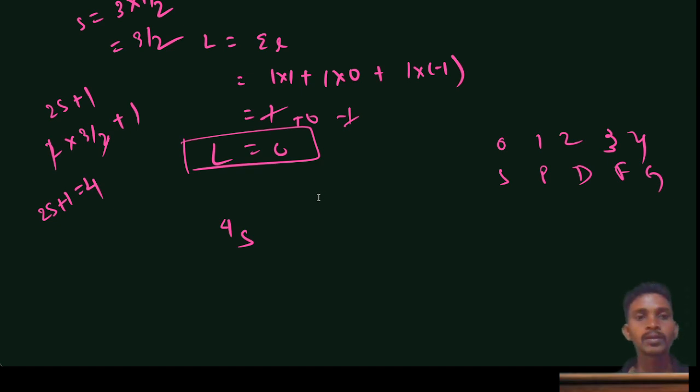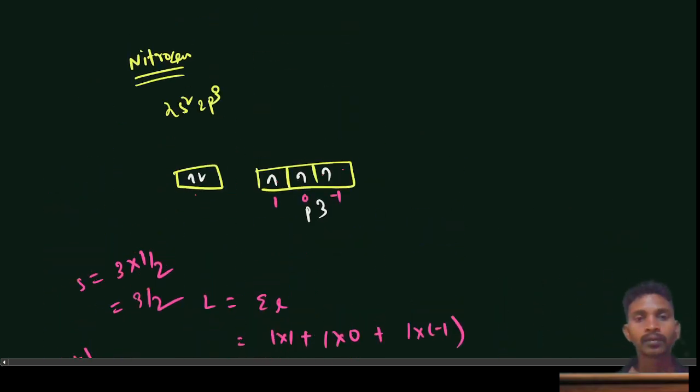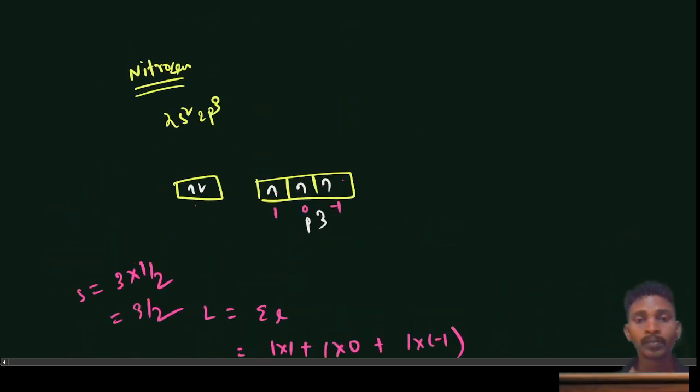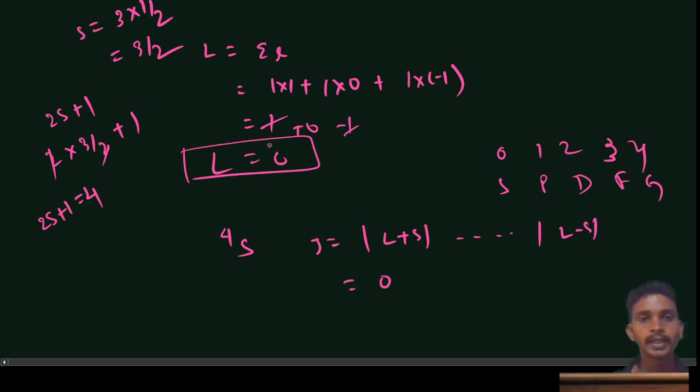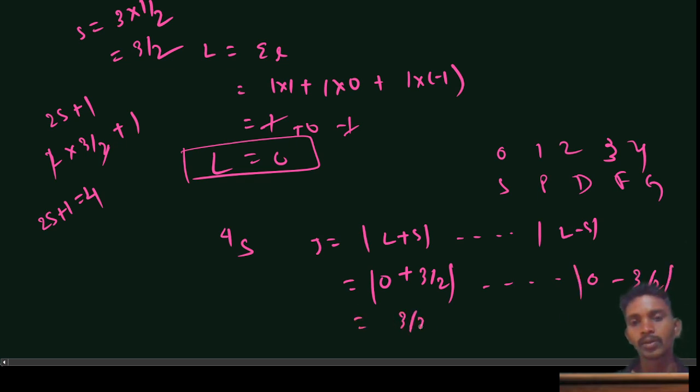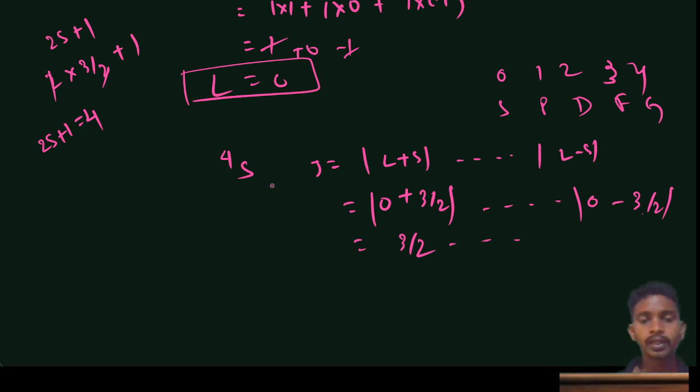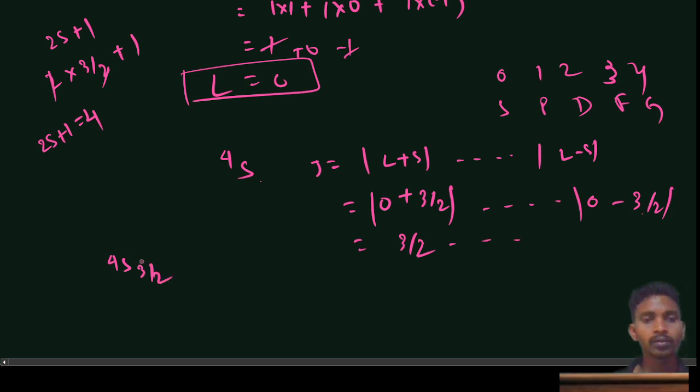Now we will calculate the J values from L plus S. We see that this is exactly half filled. So now we see L plus S for J, that is L minus S. So L plus S is 0 plus 3 upon 2, that is 3 upon 2, and then 0 minus 3 upon 2, this is a mod, so again we will get 3 upon 2. So the J value we will get is 3 upon 2. Only one term we will get.